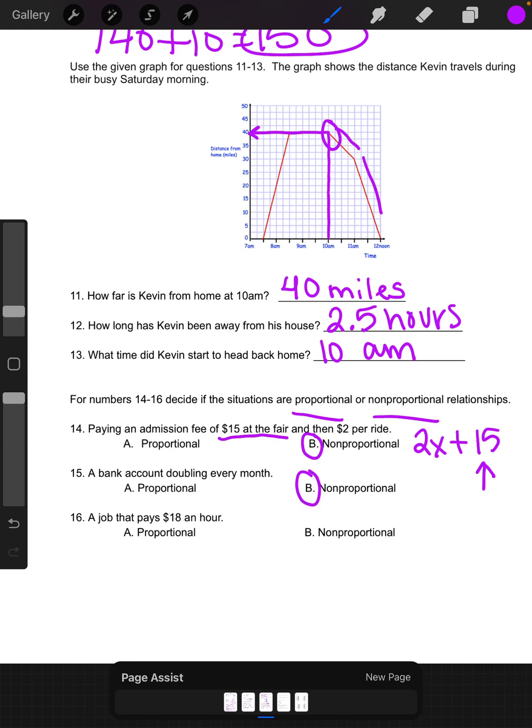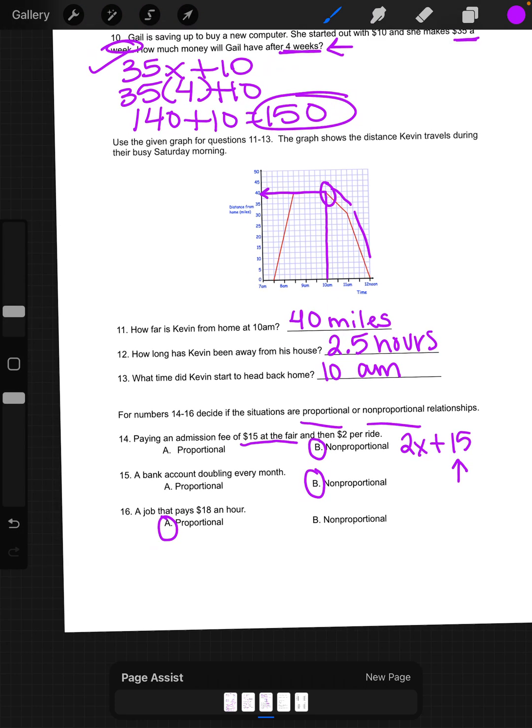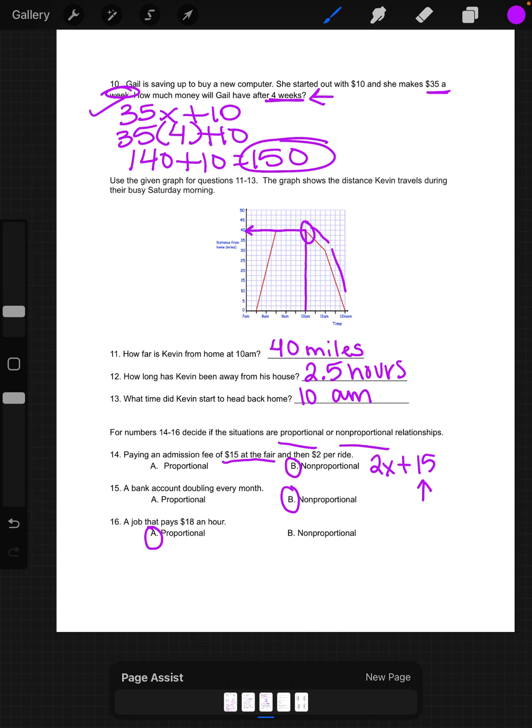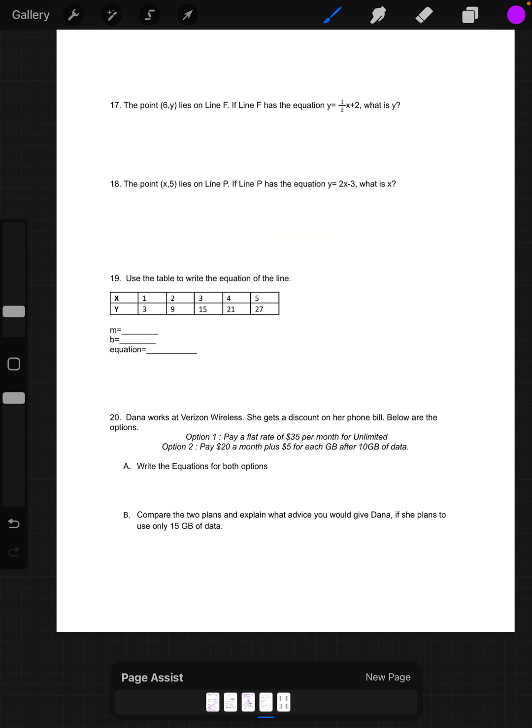And then a job that pays $18 an hour. If you do 0 work, you start at 0. So we're going to assume that that one goes through the origin. $18 an hour is a constant slope, so that makes that one proportional. All right, I'm going to zoom back out, and we're going to move on to the next page.